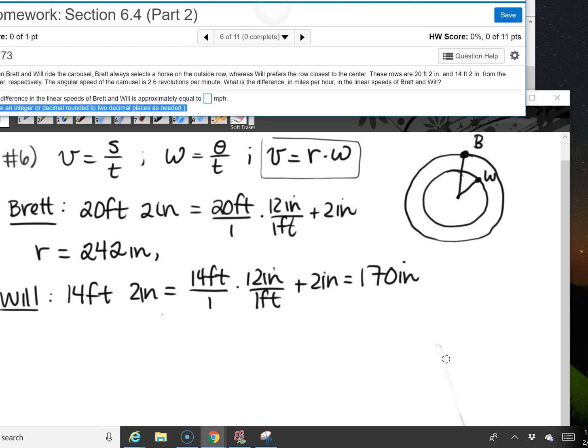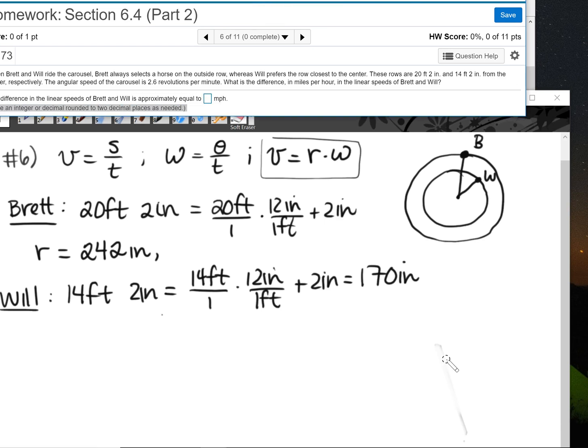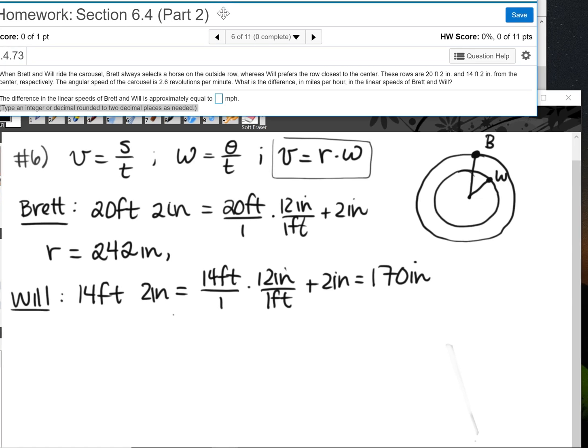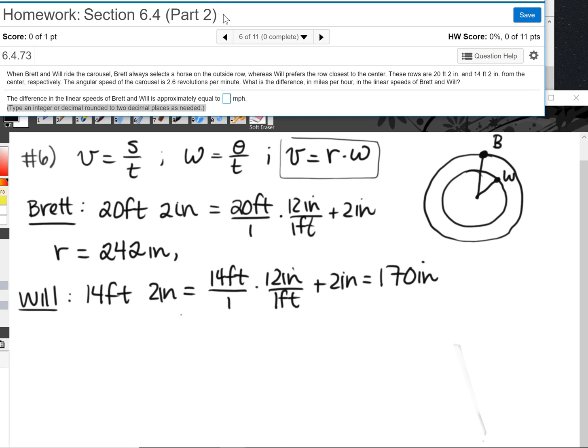All right, so let's figure out what's happening. Whoa, sorry about that. Oh my goodness, sorry about that. Let me fix that really quick. Let's see what's happening with their linear speed. So now that I have their r, we've got to figure out what we mean. And I apologize if I was not clear. I probably should have done another example for you about this revolutions per minute. So let's talk about this revolutions per minute.